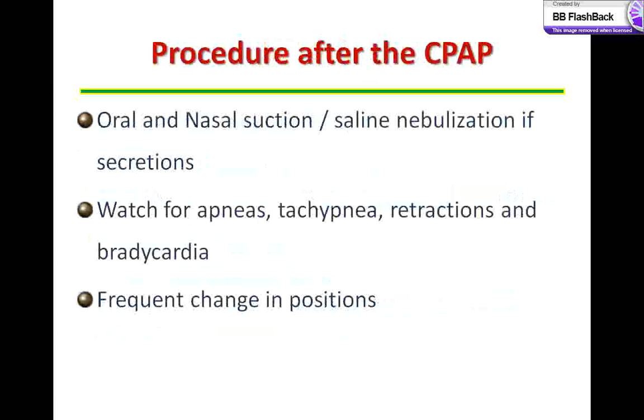It is important to monitor the infant closely after removing from the CPAP. Immediately after removing CPAP, a good oronasal suction should be done, and if required, a saline instillation can be given, especially when the secretions are plenty. Always look for apneas, increasing retractions, increasing tachypnea, and episodes of bradycardia after removing a baby from CPAP. The first 6 hours after removing the baby from CPAP are very critical, as the risk of restarting CPAP is very high during this time. Frequent change in positioning, a gentle suction, and a gentle chest physiotherapy along with oronasal suction would help us in adequately and completely weaning the baby off CPAP.